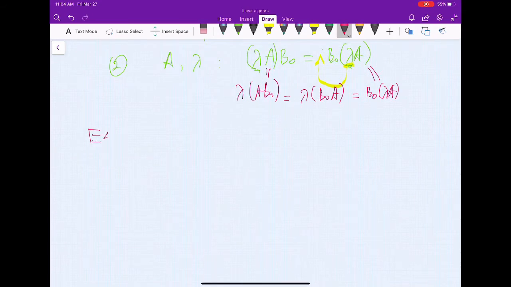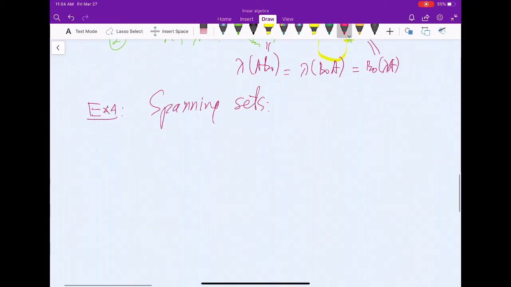Example 4, spanning set. They give you S, which contains two vectors, (1, -2) and (-2, 2). Okay, they ask you if this set spans the whole R2 or not.